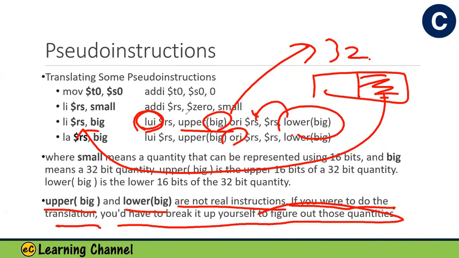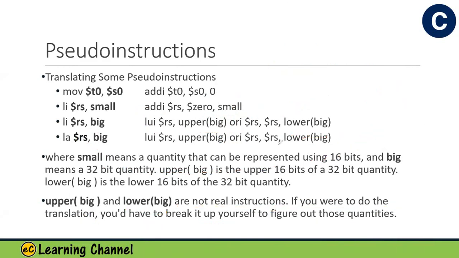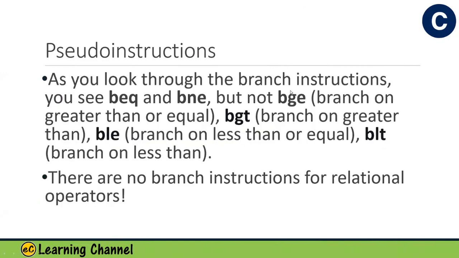Okay, so basically upper and lower of the data, you're loading the number to the register, or you're loading the address to the RS register. Okay, and it will be translated to these two instructions, load upper immediate and so on. Is that okay so far? The left hand side is not a real instruction; it's a pseudo instruction. The right hand side is the real instruction.